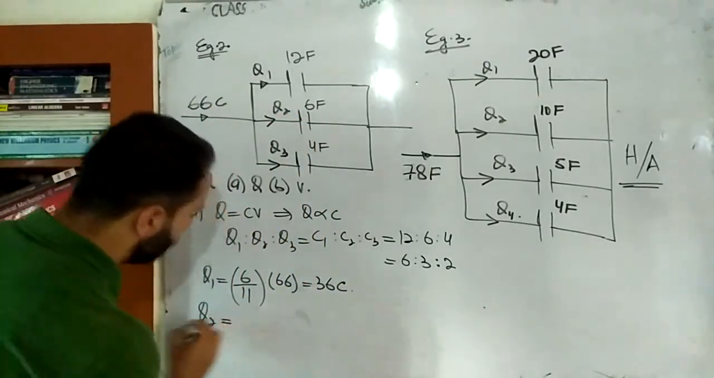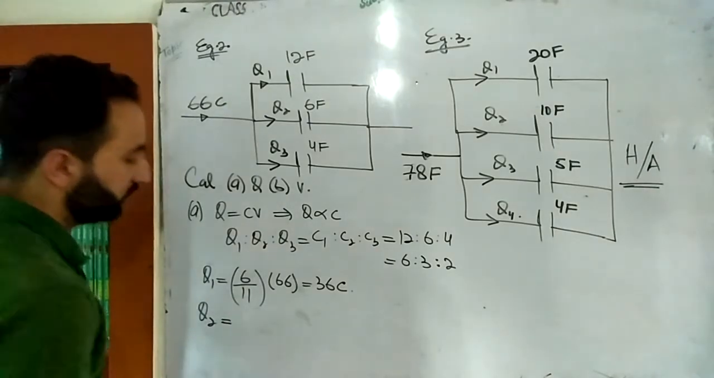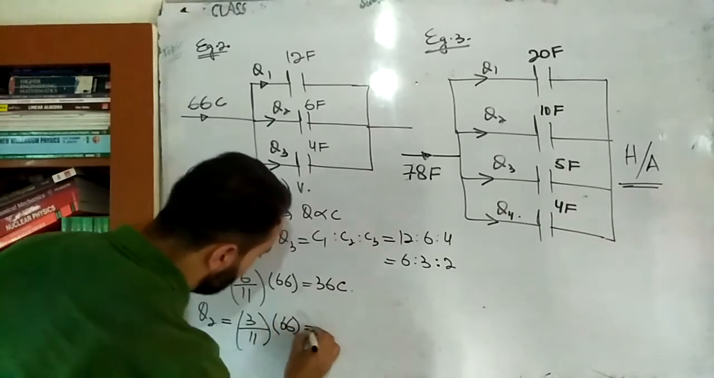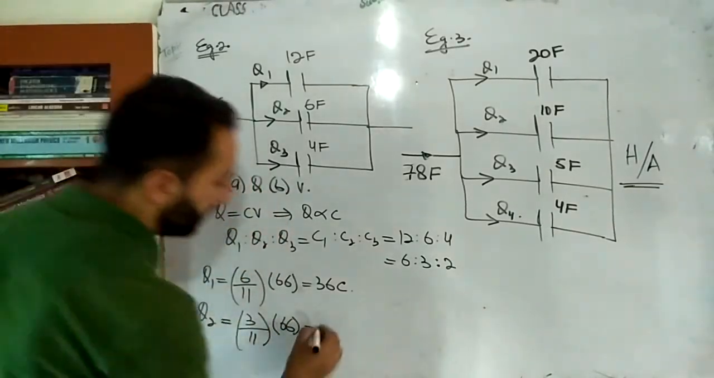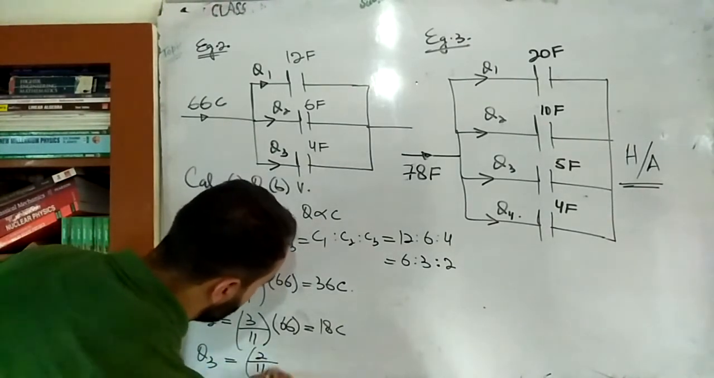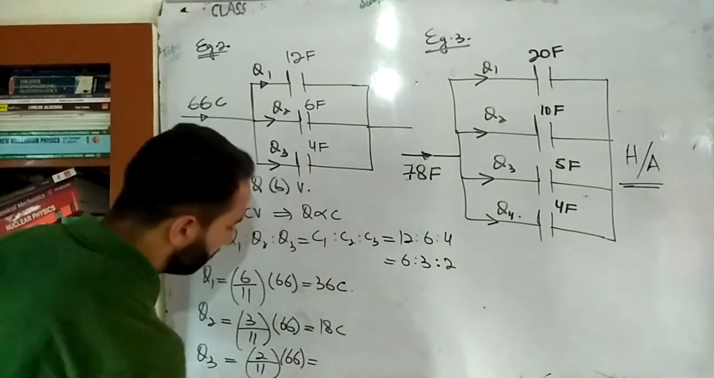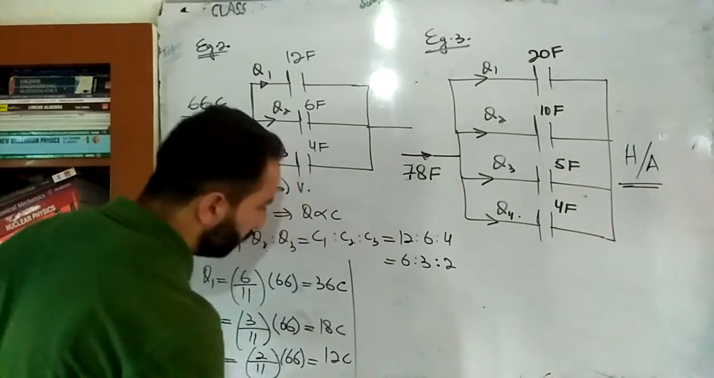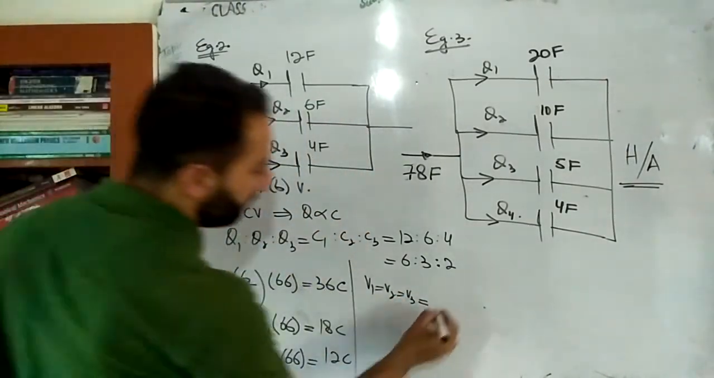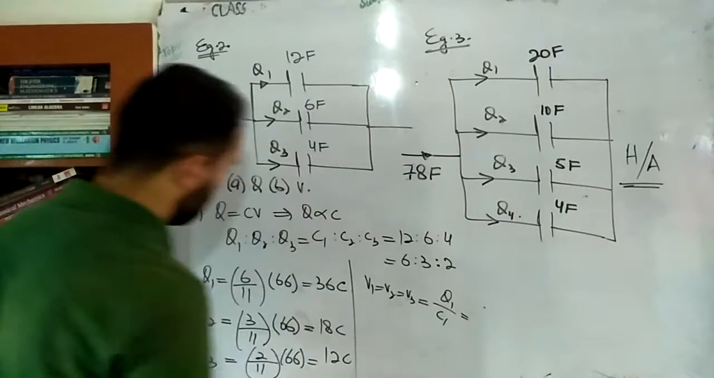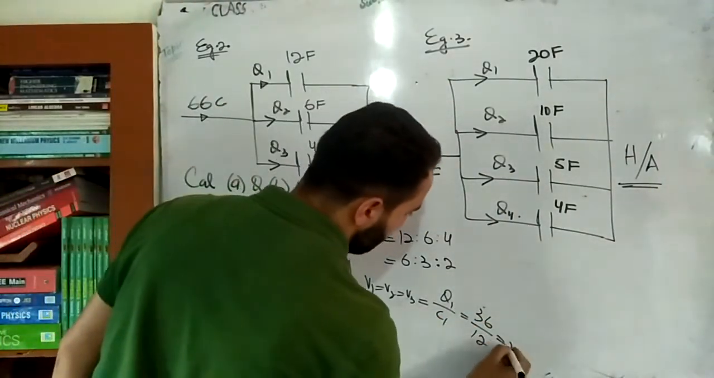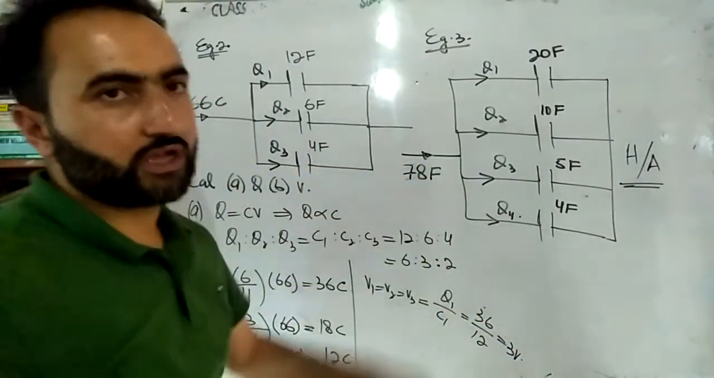Q2, you want to calculate Q2. Its factor is 3 by 11 multiplied by 66. 11 ones are 11, 11 sixes are 66, 6 threes are 18, so 18 coulomb. Q3 will be equal to 2 by 11 multiplied by 66. 6 twos are 12 coulomb. Then V1 equal to V2 equal to V3 will be equal to Q1 by C1. Q1 is 36, C1 is 12. So 3 volt is the answer.